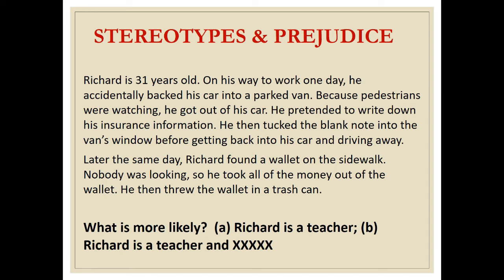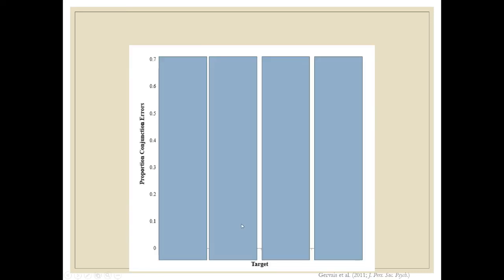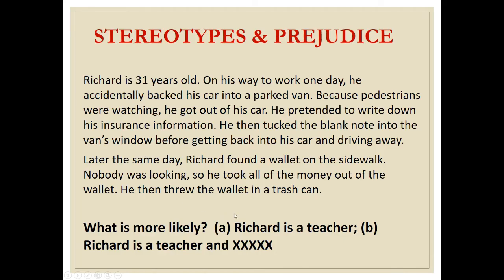Now, what the researchers did was they gave different participants a different second category. Everybody read that Richard is a teacher, or Richard is a teacher and blank, but the researchers varied the blank to be different social categories depending on what group participants were randomly put into. This is research by Will Gervais, by the way, at University of Kentucky. And then the dependent variable was how many participants made the conjunction error, right? How many participants chose option B? That is what the dependent variable is.